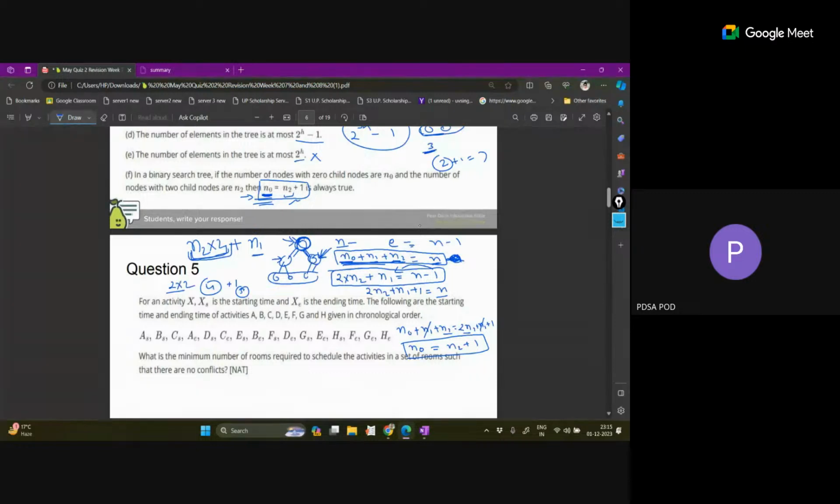So in total, you can see in the tree: 1, 2, 3, 4, 5 edges. The same formula we are using: the number of nodes with 2 children into 2 plus n1 into 1. This represents the total number of edges, which is equal to n minus 1. Now we are simply solving these two equations by equivalence, and we get n0 equal to n2 plus 1. This is true. Now you can check this by looking at any binary search tree or binary tree to see whether it is following this or not.